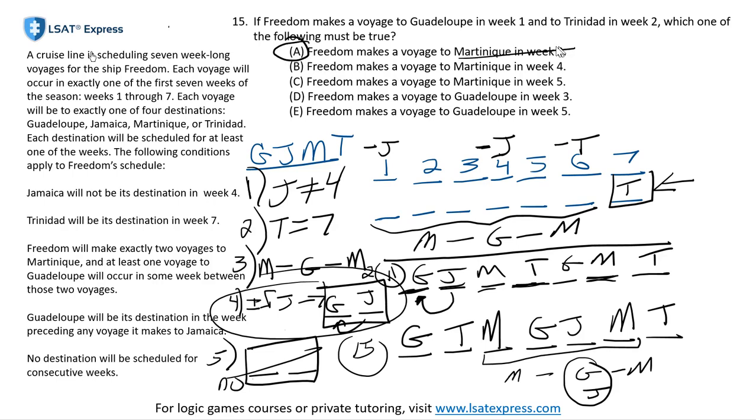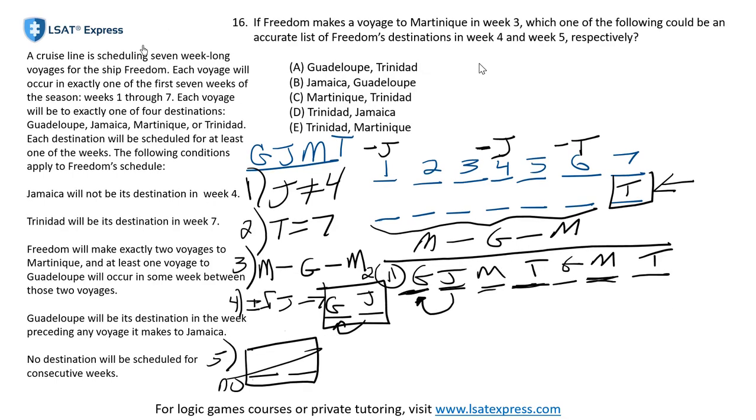And what you see we're doing here, we have now seen many examples of arrangements that are okay. And a lot of the time, this will make it easier to answer other questions. Let's look at 16. More details. We love this. If freedom goes to M in week 3, so question 16, bring down the T, place the M in week 3.